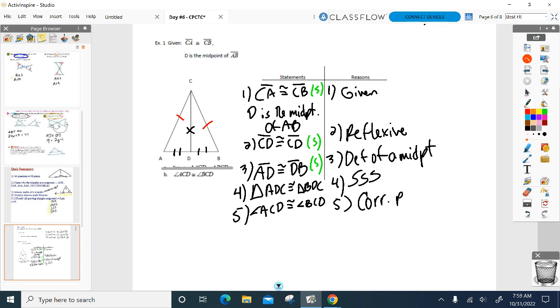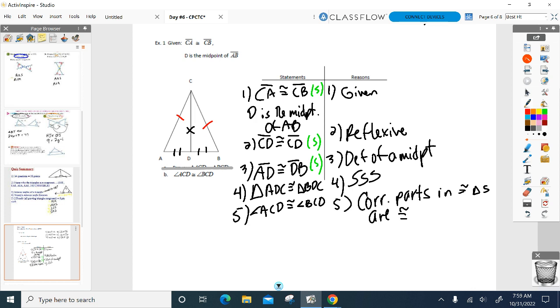Corresponding parts, which those two angles are, corresponding parts in congruent triangles. What did we just say about those corresponding parts? They are congruent. That'll be the last time I write all that, and you don't have to write all that either.